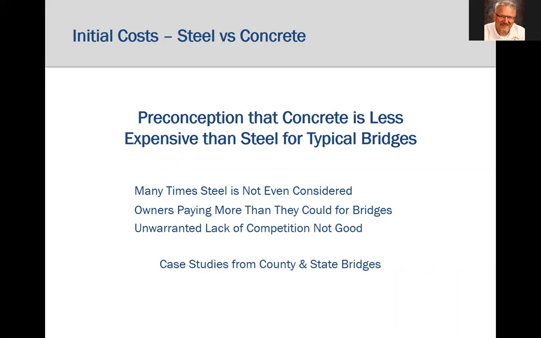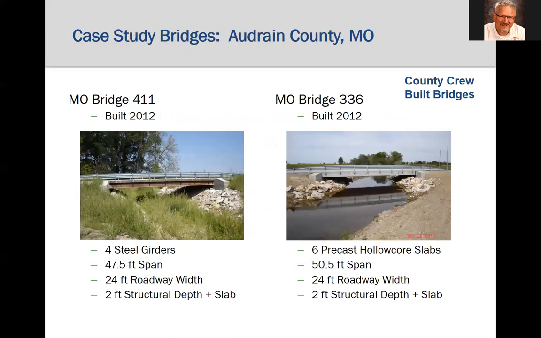If owners and engineers would compete steel and concrete bridges, the cost for both would be lower due to the competition. Studies show that states or regions that do not even consider steel alternatives and only build concrete bridges pay more for those concrete bridges than states or regions that have a healthy competition between the two bridge materials. We will now look at case studies of county and state bridges.